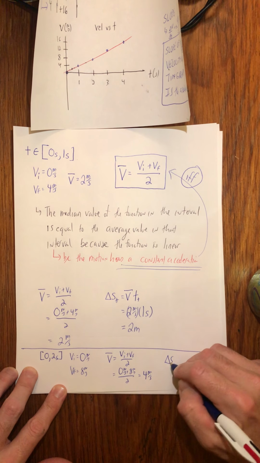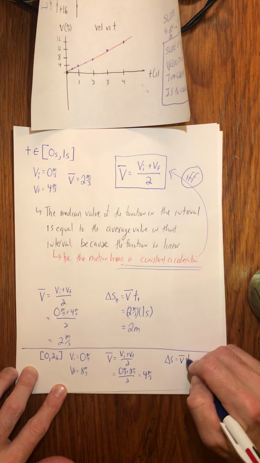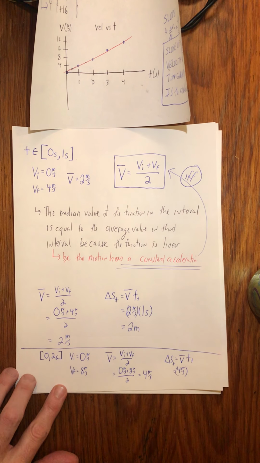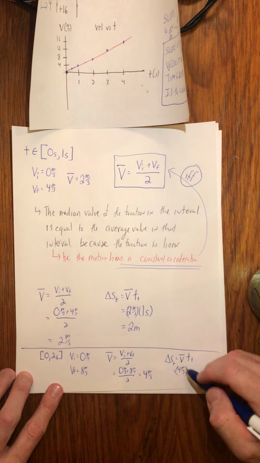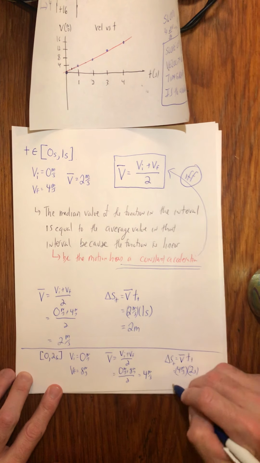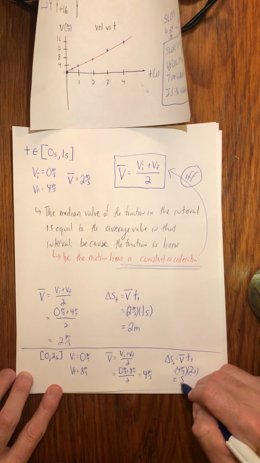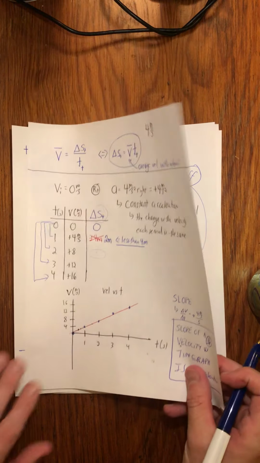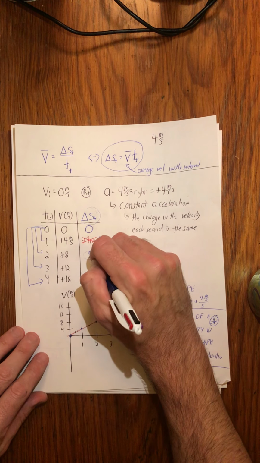And therefore, how far in total do I go? Average velocity times time, and that's 4 meters per second. But now the length of the interval is 2 seconds. And so 4 meters per second times 2 seconds is 8 meters. And so there we go, 8 meters.